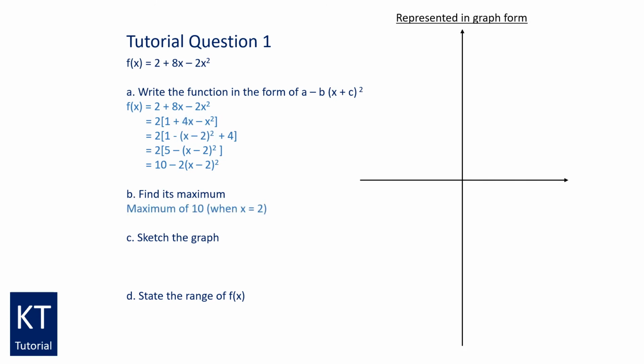Having completed part a, it is now easy to identify its maximum as 10 when the expression that is squared becomes 0. This is true when x equals 2. Knowing that its maximum is at the coordinates (2, 10), and that it cuts the y-axis where x equals 0, f(x) equals 2, we can safely plot the parabola as shown on the right.